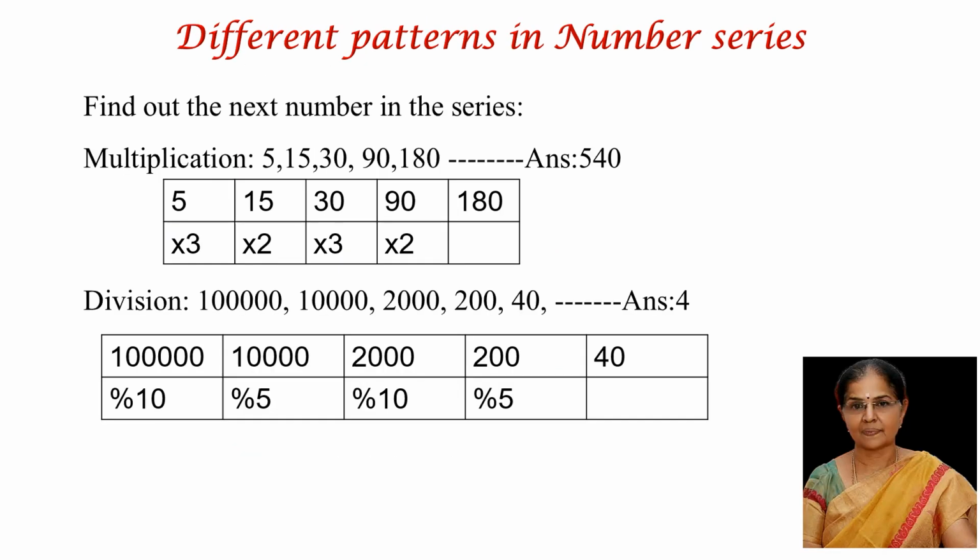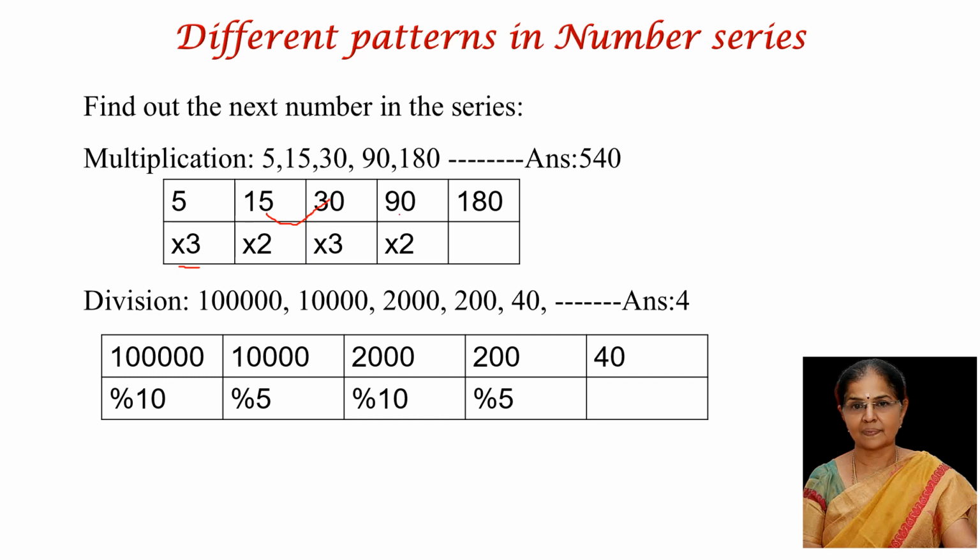The same way for problems in multiplication and division. So here the number is increasing: 5, 15, 30, 90, 180. So it is increasing fast. The 90 has become doubled. So it could be multiplication or addition, but here it's going very fast. So that means a multiplication. So draw the table. On the upper row, you write the numbers in the series 5, 15, 30, 90, 180, and you derive how this 5 becomes 15: you multiply it by 3, and how 15 becomes 30: you multiply it by 2, and again 30, how does it become 90? By multiplying by the number 3.